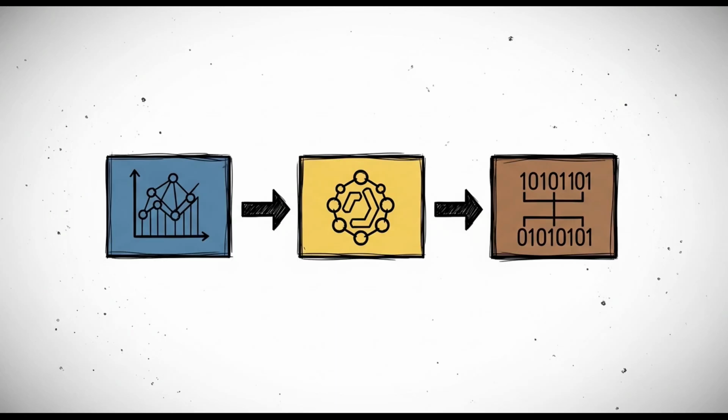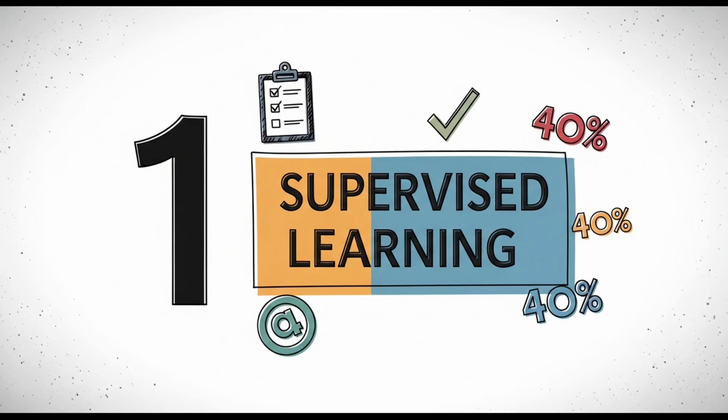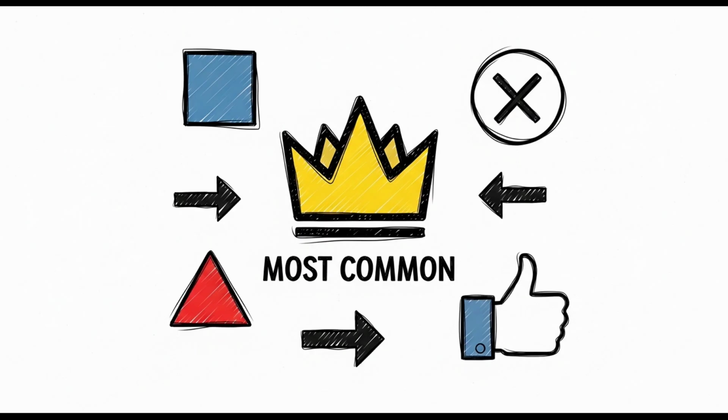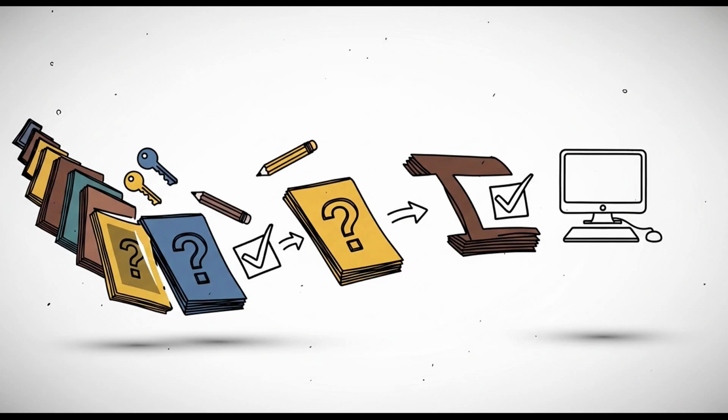Now let me walk you through the 3 main types of machine learning, because not all machine learning works the same way. The first type is called supervised learning. This is the most common one and the easiest to understand. Think of it like a teacher grading homework. You give the machine a bunch of examples where you already know the correct answer.